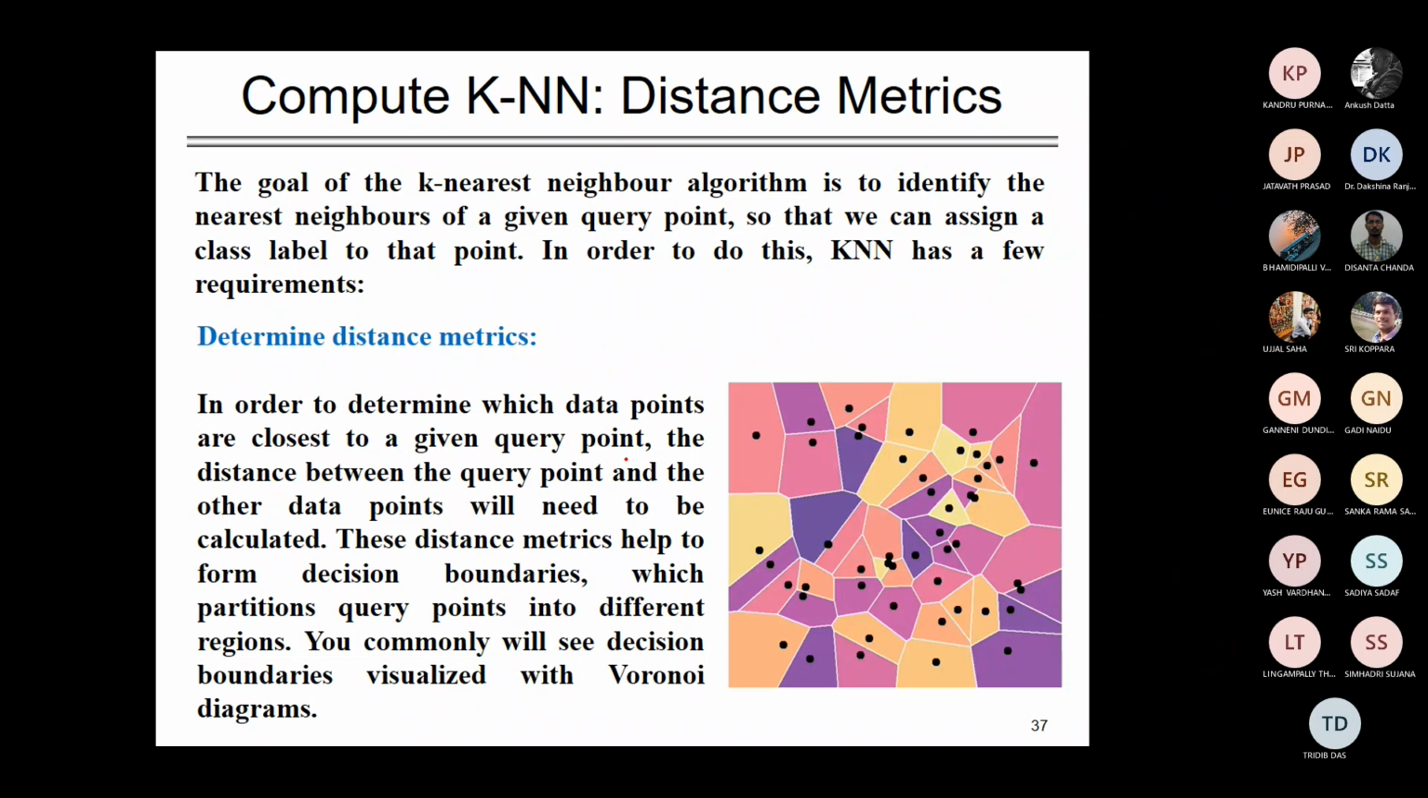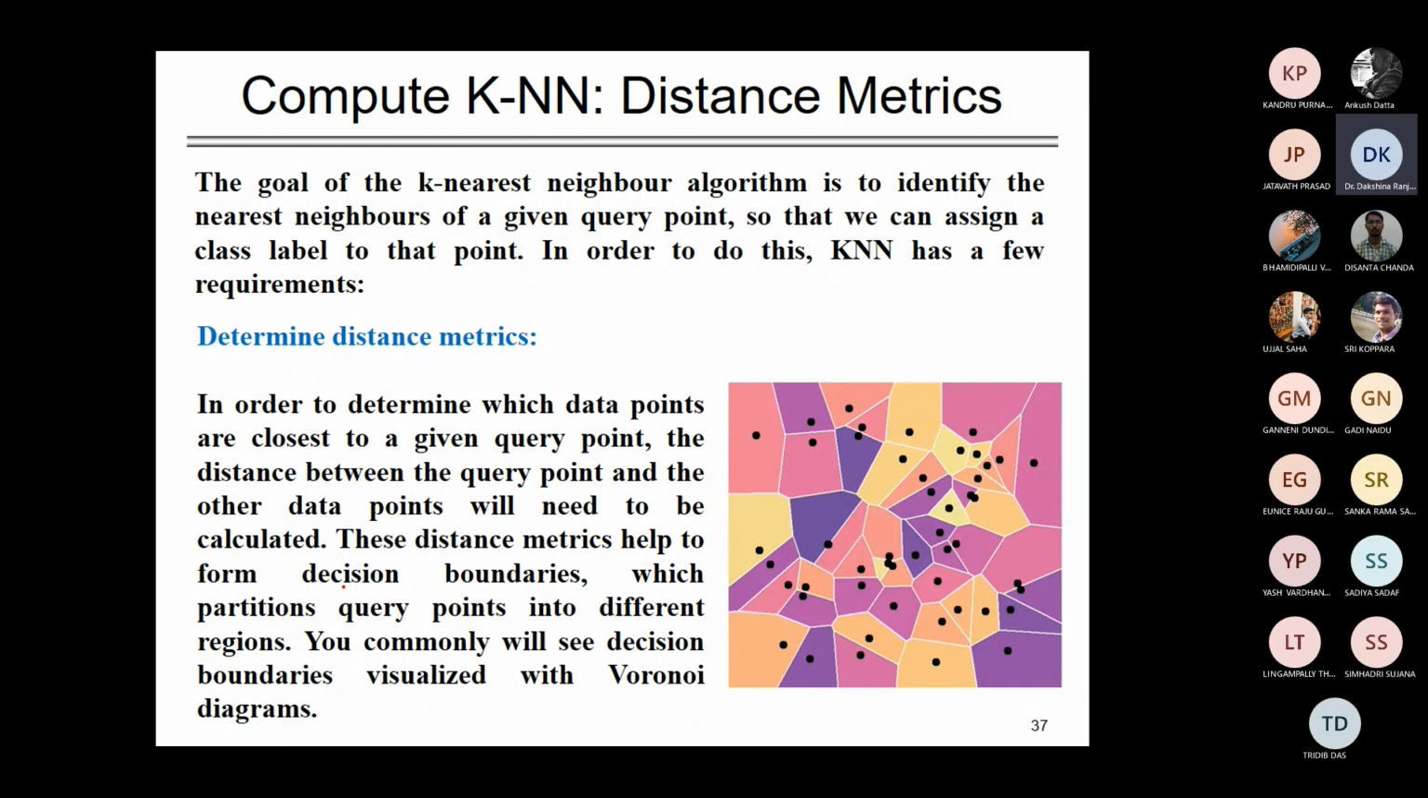Now, in order to determine which data points are closest to a given query point, the distance between the query point and the other data points needs to be calculated. And this distance matrix will help us to form the decision boundaries. These decision boundaries partition the query points into different regions. The partitions are done using these decision boundaries.